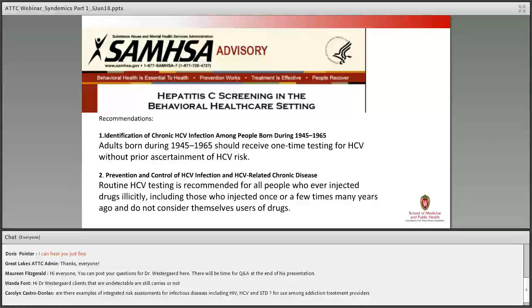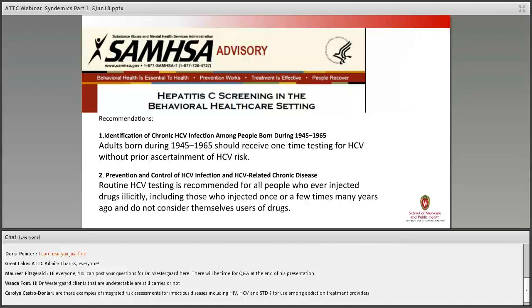So this was a link that I think is of high relevance to this group and to this talk. Jeannie and the ATTC sent out a link to this a couple of weeks ago, so I thought it was worth highlighting. SAMHSA sent out this advisory about hepatitis C screening in the behavioral healthcare setting. It's I think a 3 or 4 page document, maybe a little bit longer. If you go through your email, from the same sender as you heard about this talk, you should be able to find it. But I've distilled it down to the 2 main recommendations of how we approach screening for hepatitis C.